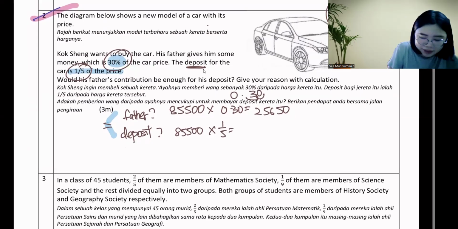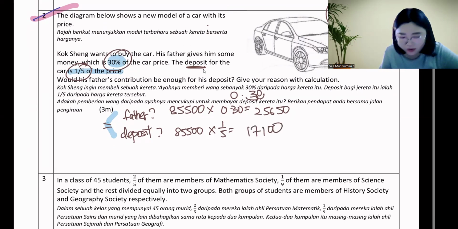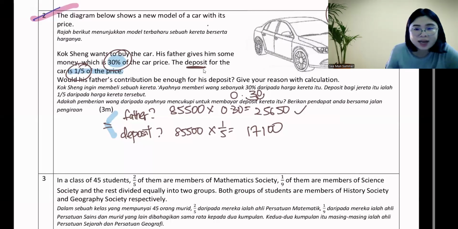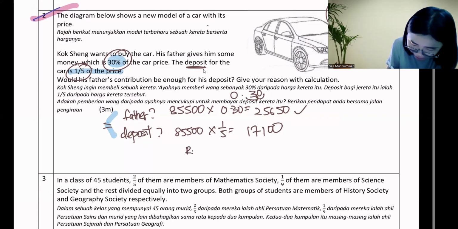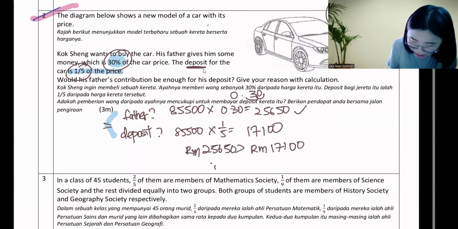Very good. So can somebody give me 8550 times 1/5? Will be 1700. Is it correct? Let me check. Yes, you're right. So, come on. Is it enough? Father paid is 25650. And then the deposit needed is 17100. Is it enough? Definitely is enough. So you say since RM 25650 is more than RM 17100, so it's enough.